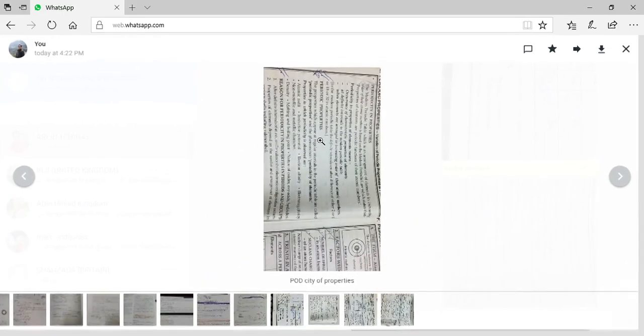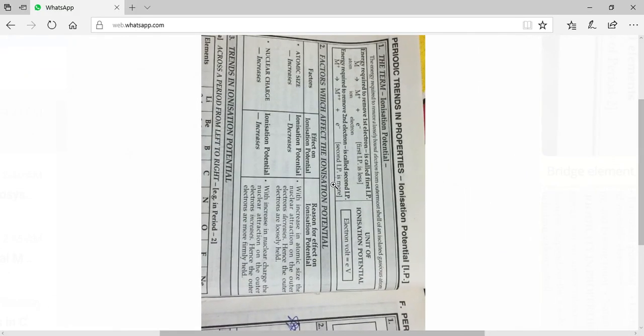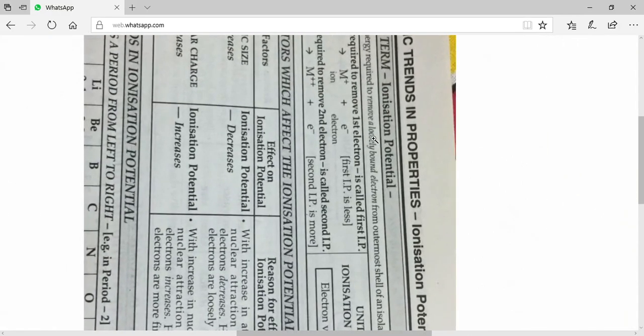So next one, I can open that one here. Yes, it is in this one. Clearly you can understand what is ionization potential, as written in your book in a little more convenient way. That is written here, the energy required to remove, wait, I am increasing it a little bit more. Are you able to see clearly on your screen? Yes, I can see it, but it's a little bit tilted.